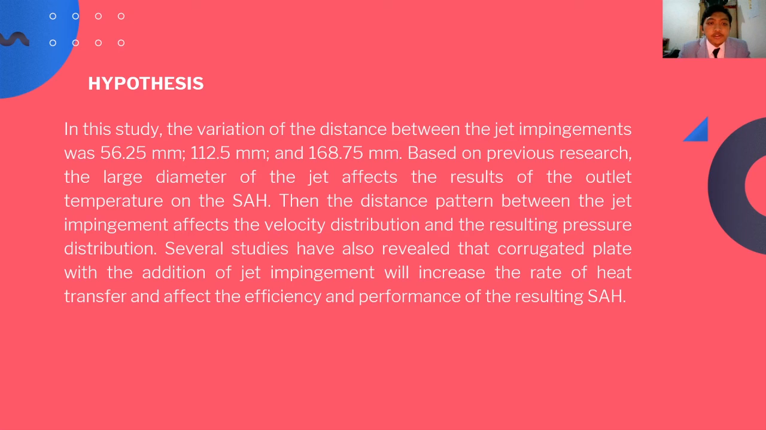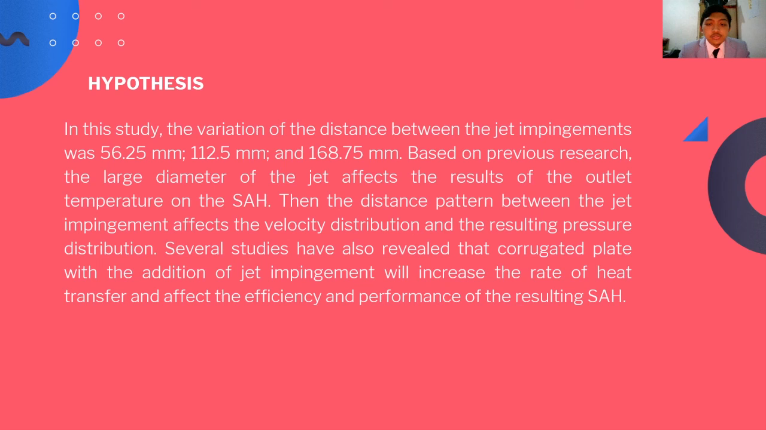Hypothesis. In the study, the variation of the distance between the jet impingement was 56.25 millimeter, 112.5 millimeter, and 168.75 millimeter. Based on previous research, the large diameter of the jet affects the results of the outlet temperature on the SAH. Then the distance pattern between the jet impingement affects the velocity distribution and the resulting pressure distribution.